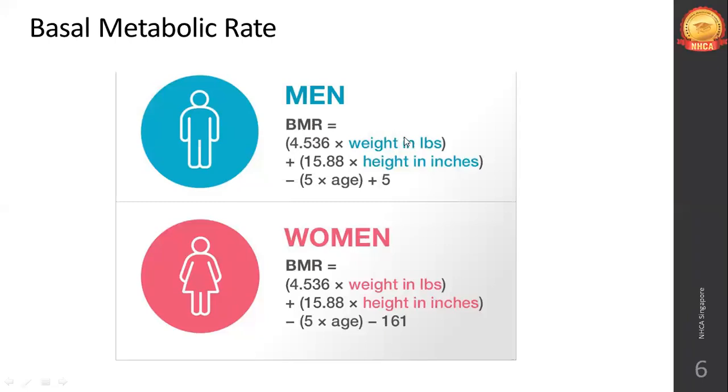So first you have to solve 4.536 into weight. Keep that number aside. Then 15.88 into height in inches. When you convert into centimeters, the formula will change. You solve the brackets first, then 5 into age, keep that number aside, and then add the first bracket, second bracket, plus 5 in the male's formula. Whatever answer you get, minus the third bracket. This is what you have to follow.